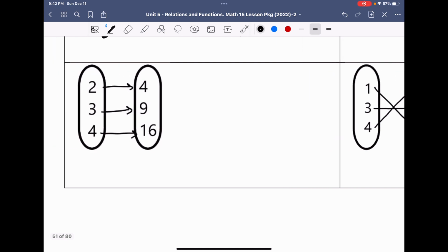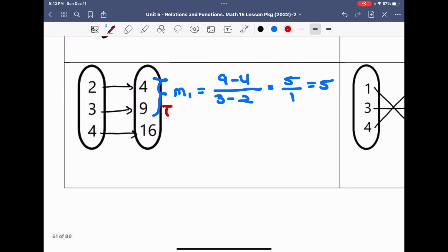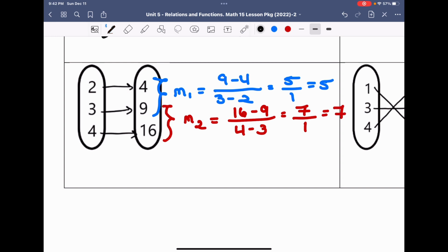All right, let's go down to our next example here. Now I'm going to do the same thing we've done before. m1 is equal to our change in y, which is 9 minus 4, over 3 minus 2. That gives me 5 over 1, which is just equal to 5. I'm going to take the second two points, and m2 is equal to the change in y, which is 16 minus 9, over 4 minus 3. 16 minus 9 gives me 7, and this is over 4 minus 3, which is 1. Thus, it's equal to 7. These two slopes are not the same, therefore nonlinear. These points are not collinear, so it must be nonlinear.